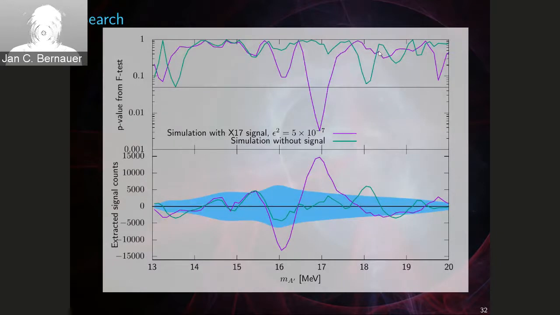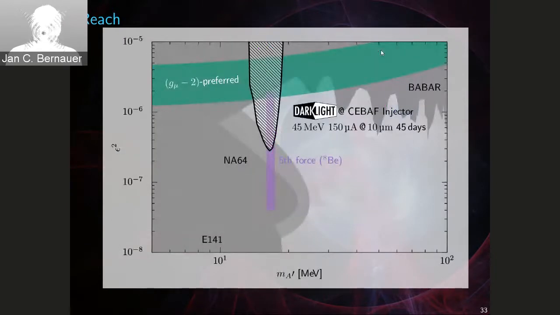You do that, you can simulate data. And here are just two pseudo data sets, one with a signal, one without a signal, and then try your search algorithm. You can see, okay, for the data set with the fake signal in, we find it, and for the other one, we don't, right? Because there's none. And from that, you can calculate a reach, and that's here the shaded area.